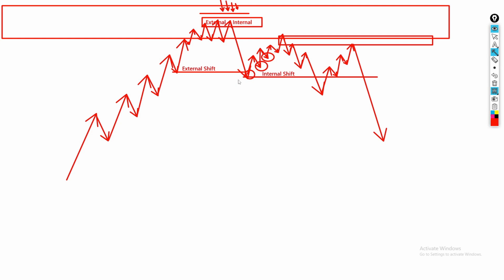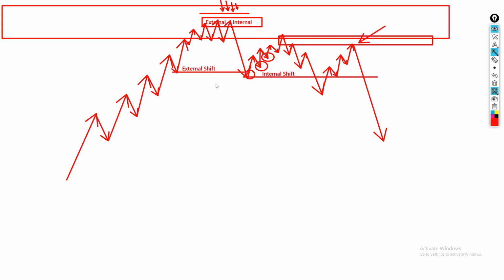And once again, this doesn't mean that it's going to work 100% of the time, but it's going to sort of give you a nice way to really confirm your point of interest. And this is where you take your chance and you execute right here.